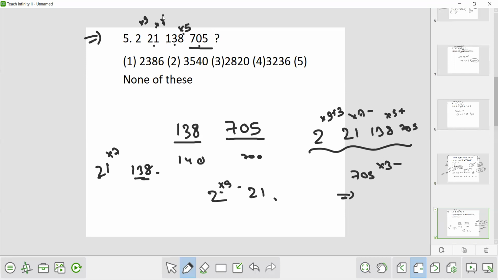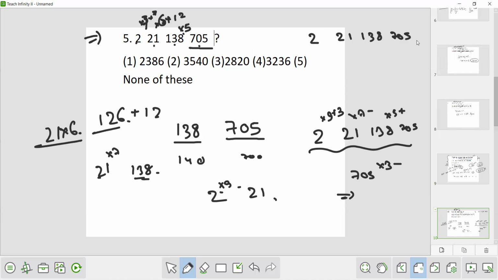So now just move back and write into 6 and into 7. As soon as you write 21 into 6, it comes out to be 126. So 126 plus how much will be 138? It will be plus 12. And 2 and 21, it will be into 7, so 14 plus 7, so into 7 plus 7. So now 2, 21, 138, 705, and what will be the next? It is into 7 plus 7, into 6 plus 12, into 5 plus 15.